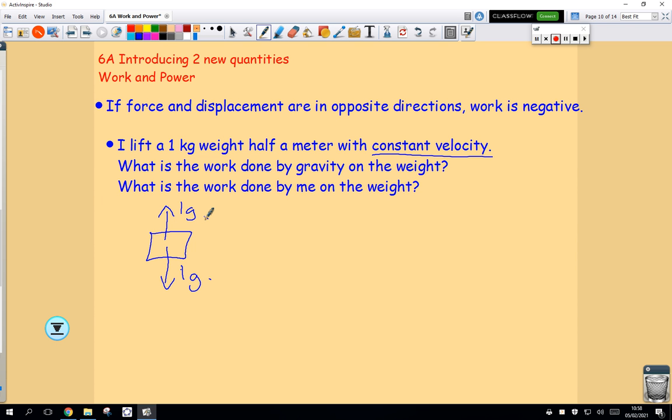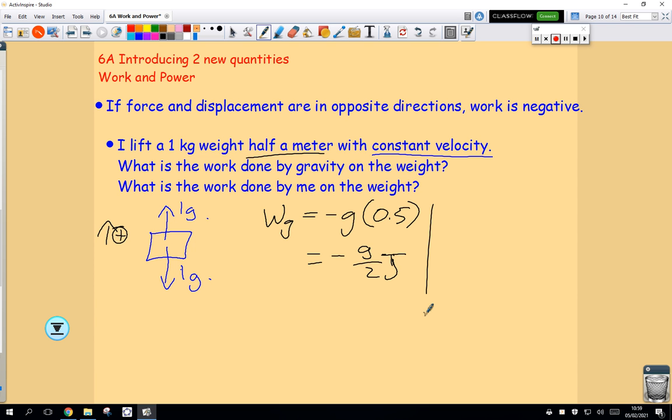What is the work done by gravity on the weight? Let's define this maybe as an up positive system. The force by gravity is down, so it's negative 1g, multiplied by the displacement. I'm moving it half a meter, 0.5, so we get negative g over 2, and my units here are joules. So gravity is doing negative g over 2 joules of work on the object.